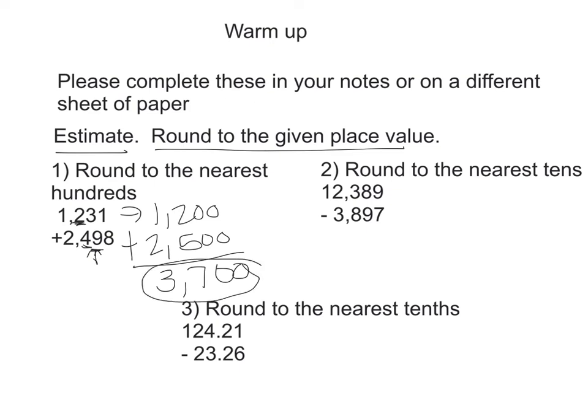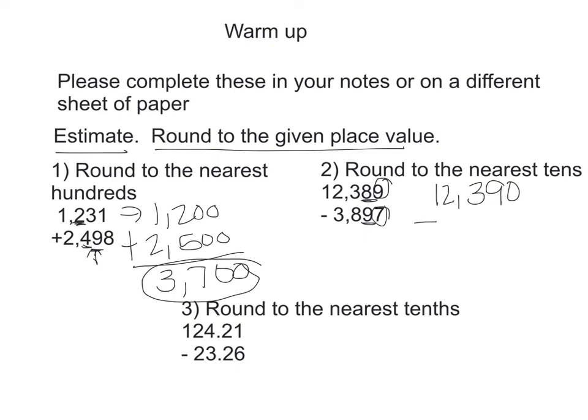Okay, number 2, we have to round to the tens. So we're looking at our 8 and we're looking at our 9. 12,389, because this 9 is bigger than 5, that 8 is going to go up to a 9. And I have to keep everything in front of it the same. Okay, then I'm going to subtract.